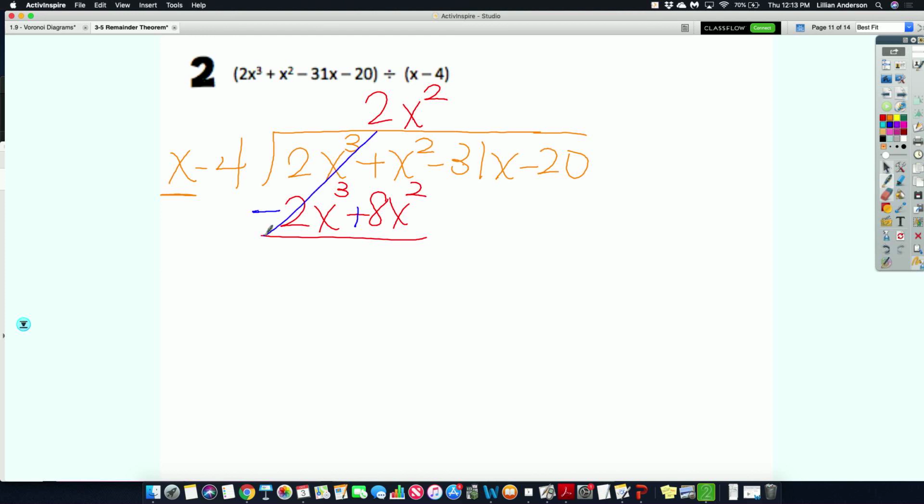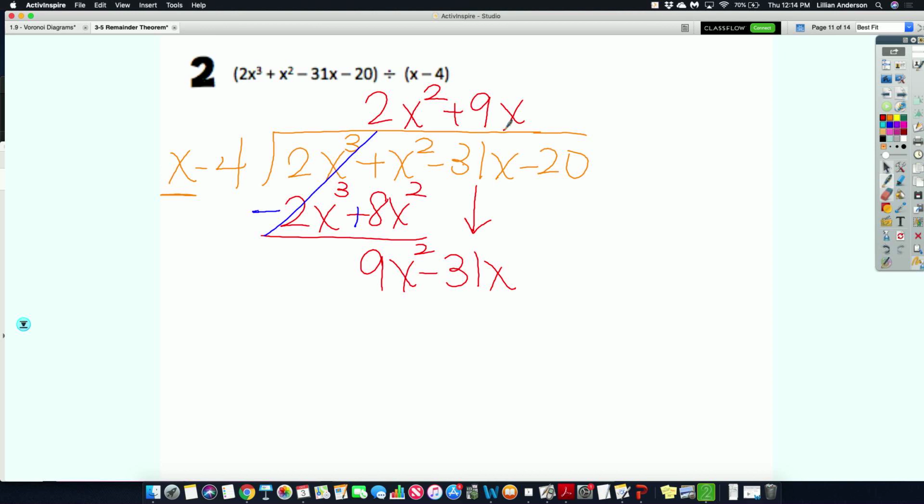These should cancel. If you do it right, things should cancel out as you're dividing. What's x squared plus 8x squared? 9x squared. And we need to bring down our next term, which is a negative 31x. Repeat. X times what gives me a 9x squared? A 9x. Positive or negative? So plus 9x. And then we multiply.